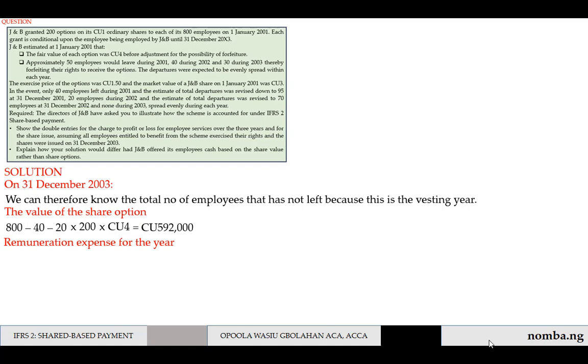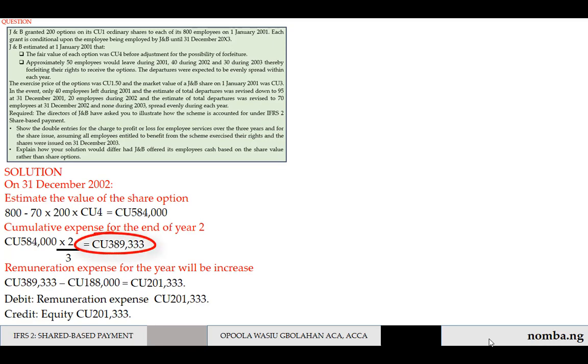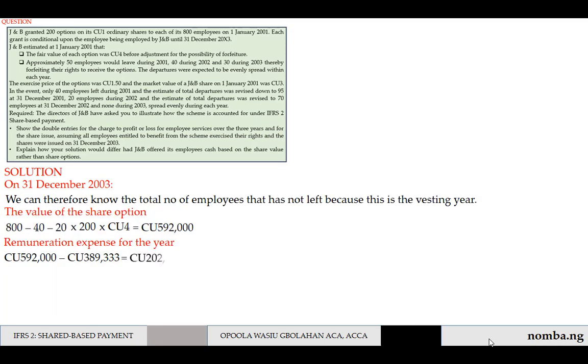Therefore, the remuneration expense for the year 2003 will be 592,000 minus 389,333, which is the cumulative up to 2002. And it gives us 202,667. So with that, we will debit remuneration expense with 202,667 and we credit equity with 202,667. And that is how we are going to account for the share options in each year.